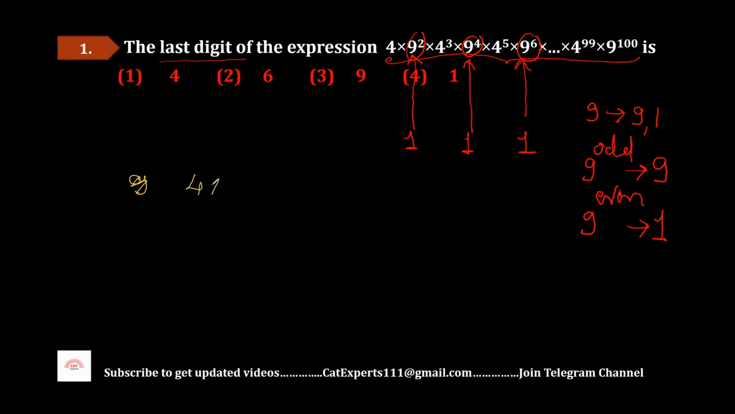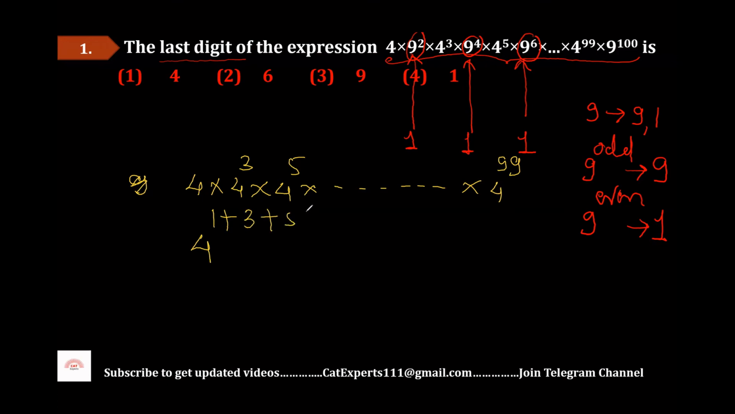4 into 4 cube into 4 raised to power 5, and this will go on till 4 raised to power 99. And we know a very simple concept. Bases are same, powers should be added. 4 power 1 plus 3 plus 5 and so on up to 99. You should be aware how to find this sum. 1 to 99, 50 odd terms will be there. So this sum will become 4 power 50 square.